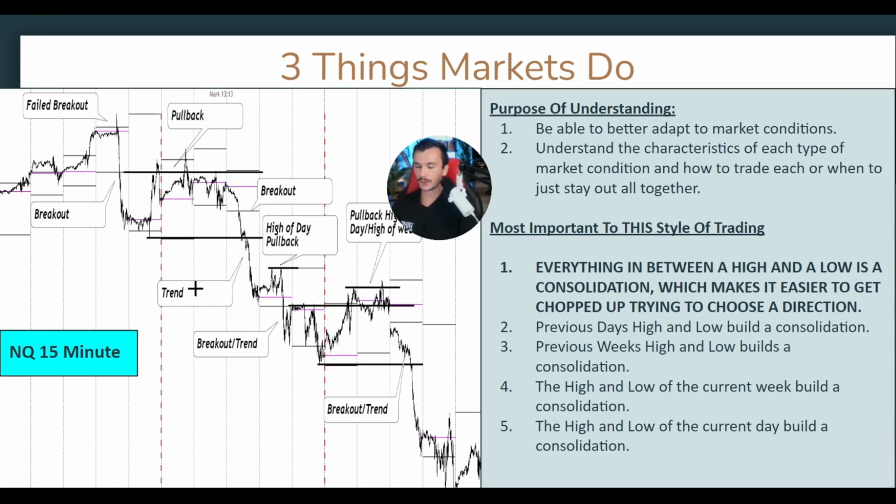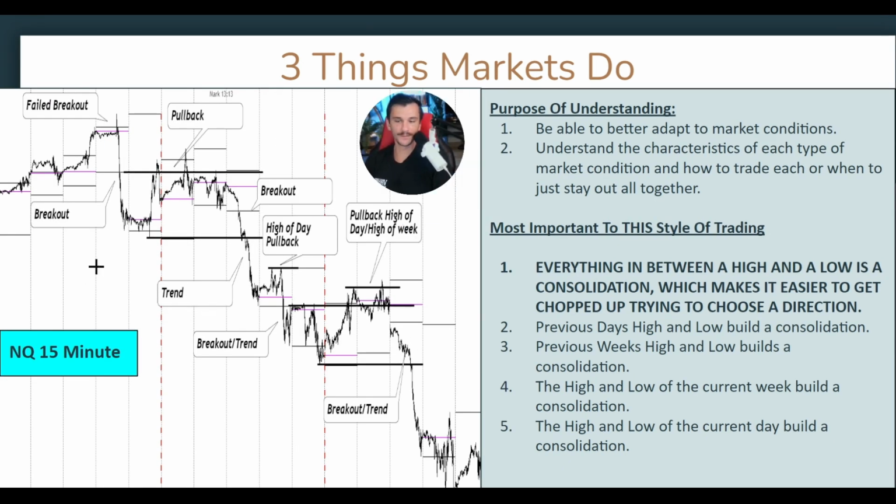Look at this little image here of the NASDAQ on a 15-minute chart, and I've described the 3 market conditions within this one chart. All right, so we had a breakout. All right, the breakout failed up here. We broke back down to the downside and pulled back. So this breakout of a previous day's level, this failed breakout up high and a breakout to the downside.